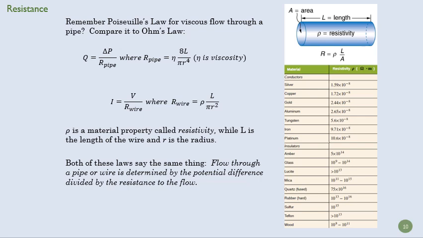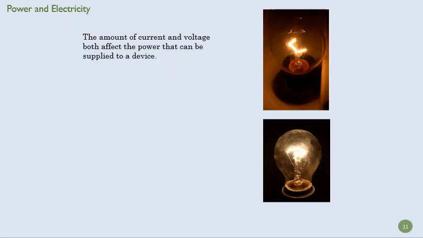These laws say the same thing. Flow through a pipe is determined by the potential difference divided by the resistance to the flow. Okay, and it's easy to think about if you're trying to imagine what's happening in a circuit. It's good to go back to this. And it's just sort of interesting to note how similar this is to that. All right, so we can talk about current.